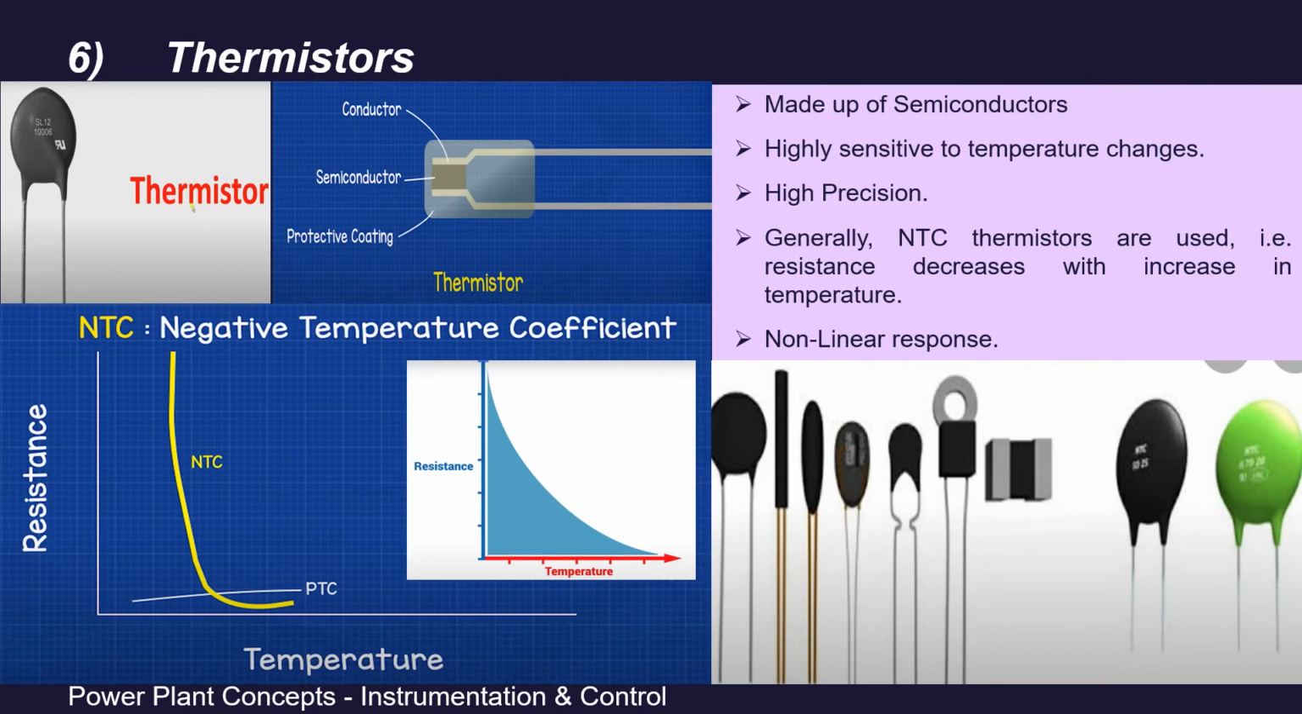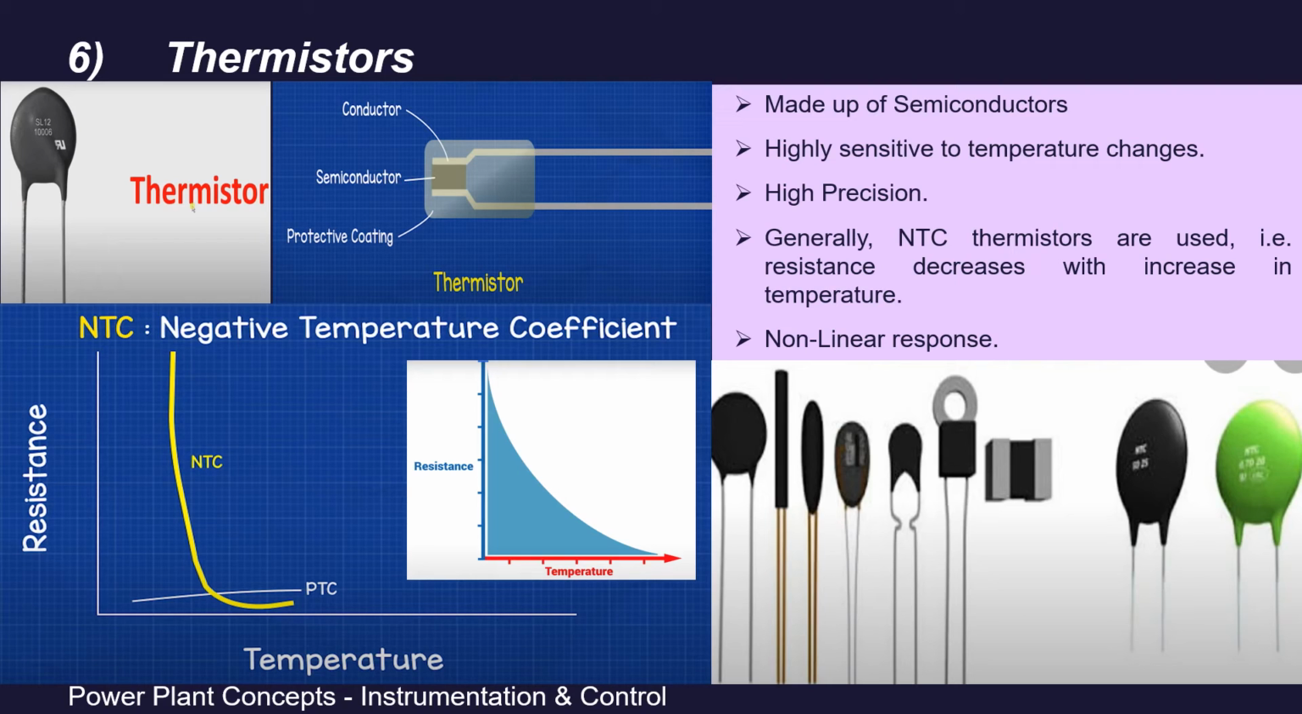Coming to our next type, it is thermistors. Thermistors are temperature sensors that use the resistance temperature relationship of semiconductor materials. Till now we covered metals. This one is basically designed by using semiconductors. So there are two types of thermistors. One is NTC, that is having negative temperature coefficient, means the resistance decreases with increase in temperature.